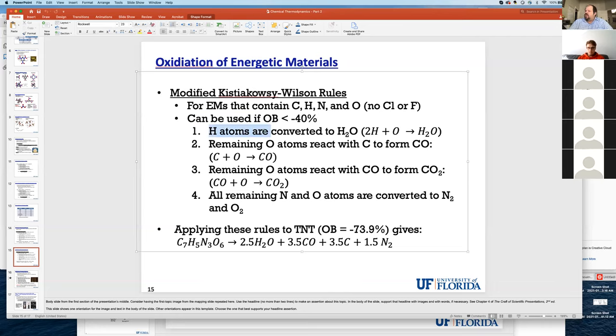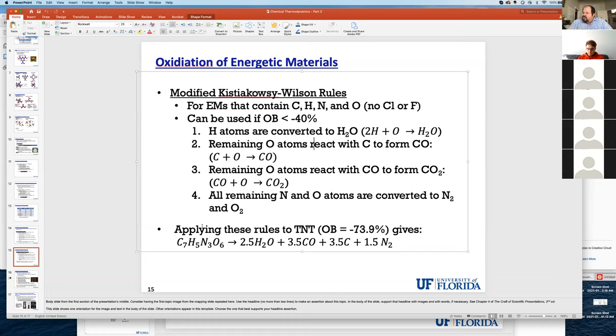So step one, all of the H atoms are converted to H2O. Then step two, you take any remaining O atom and react it with carbon to form CO, via this reaction here. Then step three, you take any final remaining O atoms and react them with carbon monoxide to form CO2. So again, it's the same process. You just preferentially react the hydrogen first, then the carbon, then the CO. It's the same as the unmodified version of the KW rules, just with steps one and two flipped.